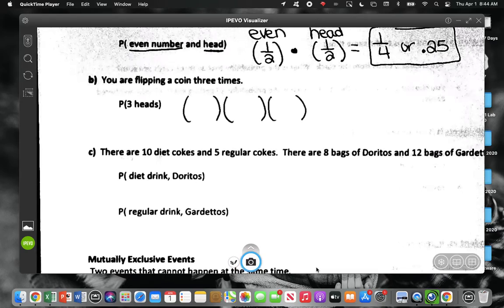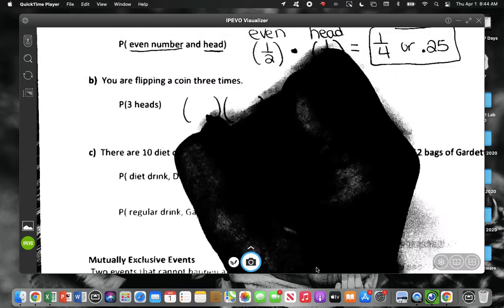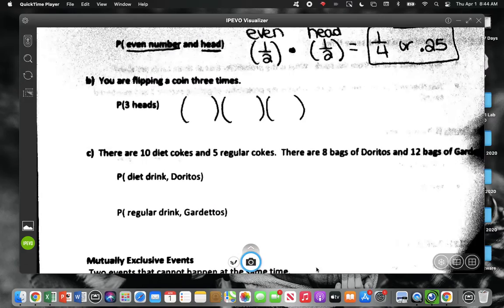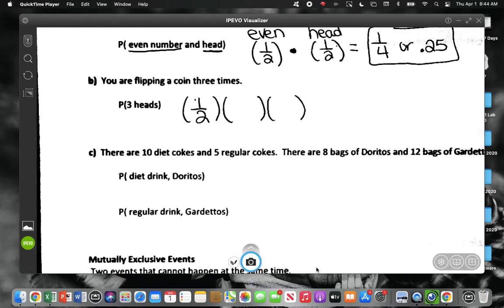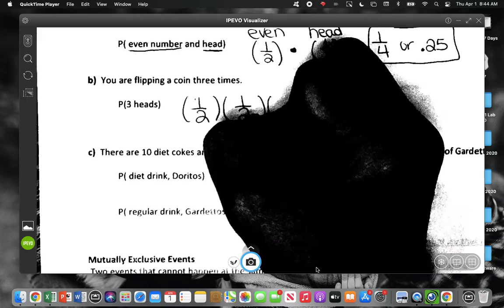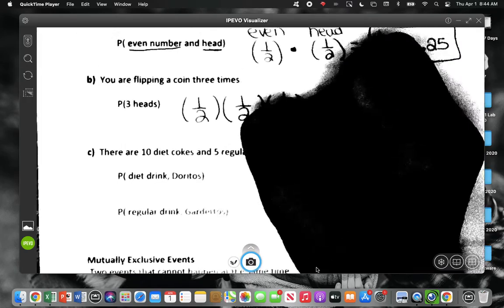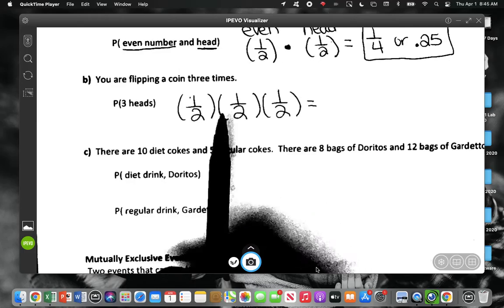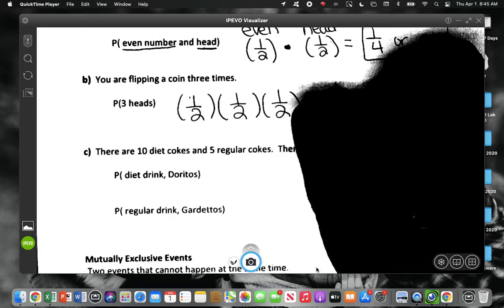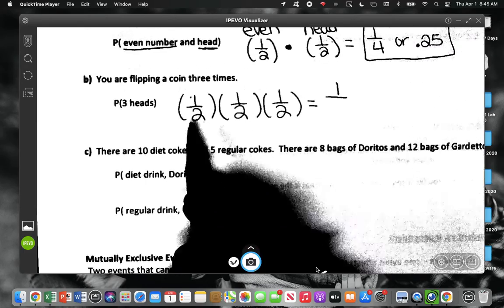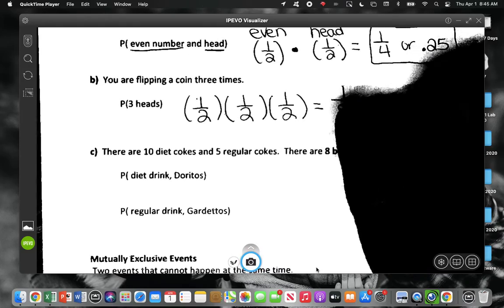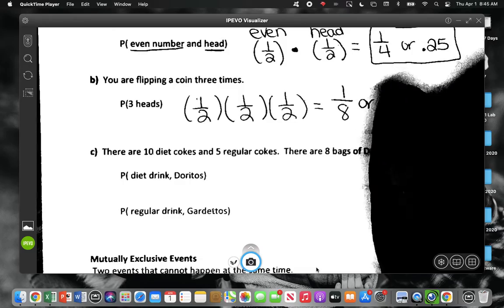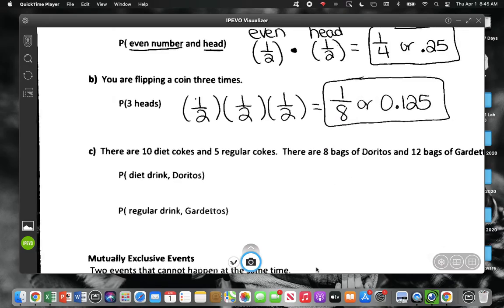All right, what's the probability the first time it's going to land on heads? It's the same as this. 1/2. What's the probability the second flip is going to land on heads? 1/2. What's the probability the third one's going to land on heads? All right, so let's multiply this. 1 times 1 times 1 is 1. Now what's 2 times 2 times 2? 8. And you could divide that and get a decimal, but you can leave it as 1/8. I'm okay with that.